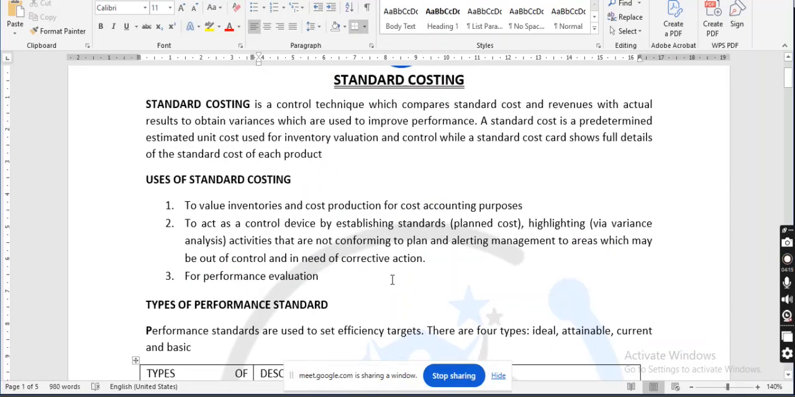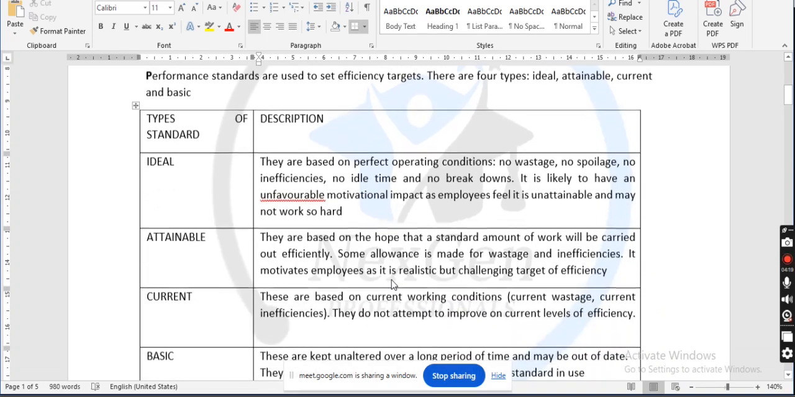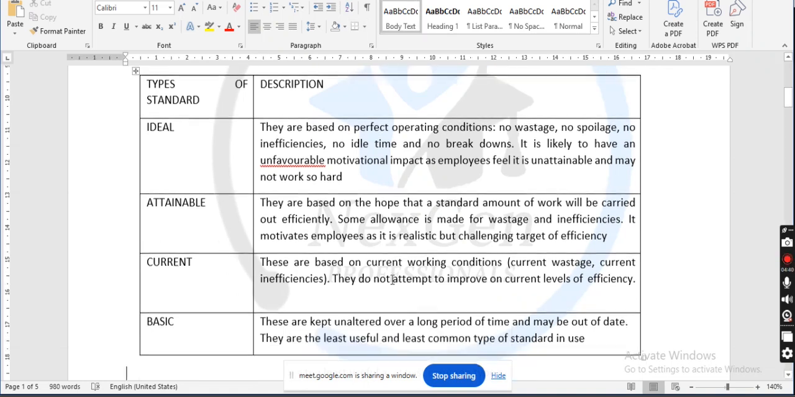And types of standards, right? We have what we call the ideal standard. It is a standard that assumes there is no idle time, no breakdown, no wastage, and this type of standard does not even exist in practice. It is likely to have an unfavorable result; it is not possible.